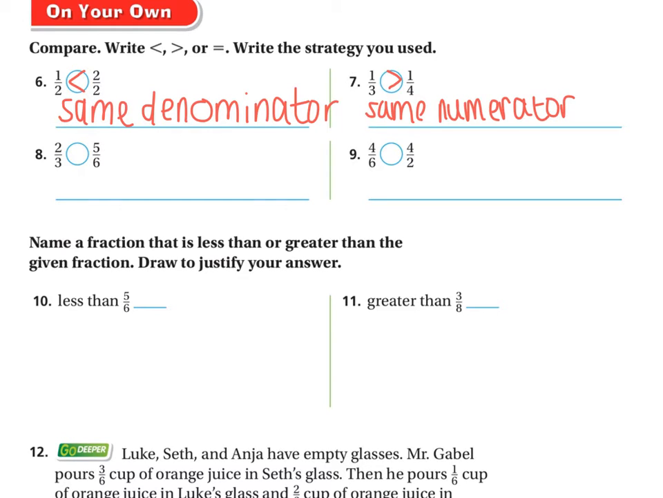The answer to number 7 is greater than. 1/3 is greater than 1/4. The most obvious strategy is same numerator. When I look at the numerators, I see 1's. Remember, when the numerators are the same, you look at the denominator. The smaller the denominator, the greater the fraction. Because they're the same size whole, thirds would be bigger than fourths because there are fewer pieces. So we need the greater than sign.